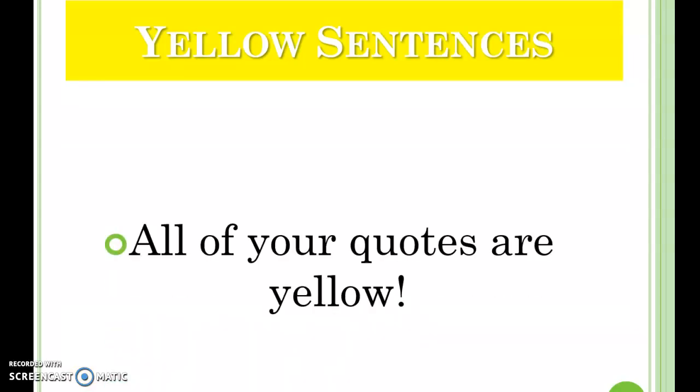Next are yellow sentences. You will put your quotes in yellow. Remember, you're only going to have 4 or 5 of them. One thing to note about yellow: yellow itself does not show up well enough for me to read. So instead of using yellow, use something close to it like orange, or an alternative would be to keep the black text color and highlight in yellow, and I'll be able to read that.